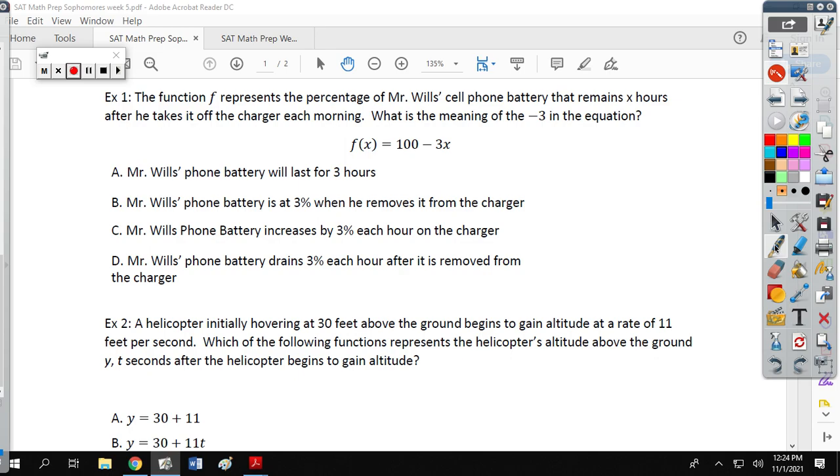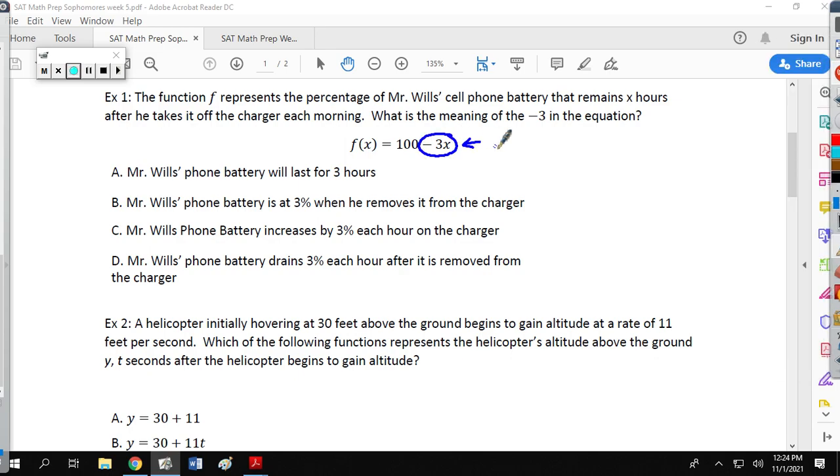So the first example says function f represents the percentage of Mr. Wills' cell phone battery that remains x hours after he takes it off the charger each morning. What is the meaning of the -3 in the equation? So when we look at this, -3 is attached to the x, which means that -3 is the slope or rate of change.